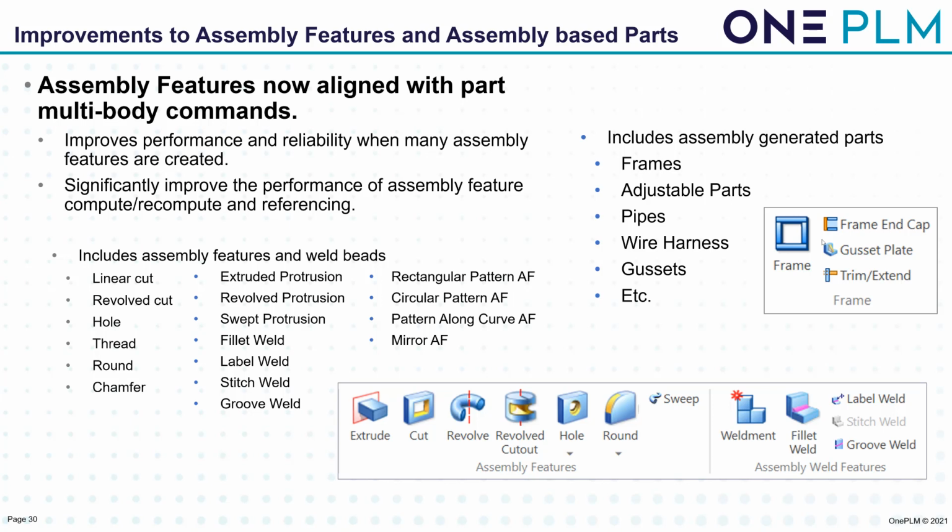So this isn't just the commands, it's actually the underlying software that we refer to as the framework to make sure that these features are more stable and recompute better on there. So this includes all the features we've got there. So we've got cuts, holes, threads, protrusions, welds, and different patterns and mirror commands as well. Also includes assembly generated parts such as frames, adjustable parts, pipes, wire harness, gussets, etc. So everything should recompute faster and be more stable.